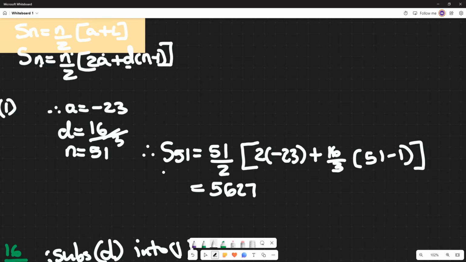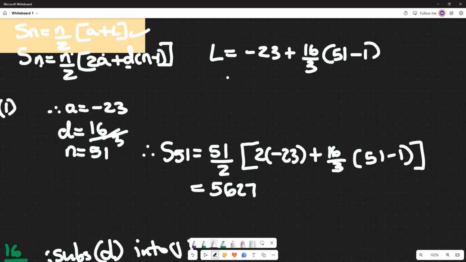Right. So actually, just for the sake of it, let's say you wanted to use this one. Let's get L first. So L, ladies and gents, we said it's basically our A plus D, which is 16 over 3, times n minus 1. But our n is the last position, which is 51. Right, let's get what our L is. So you have minus 23 plus 16 over 3, times 51 minus 1. That gives you 731 over 3.